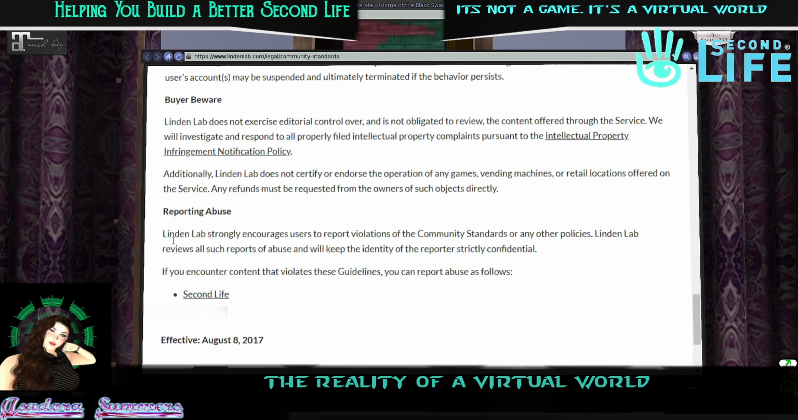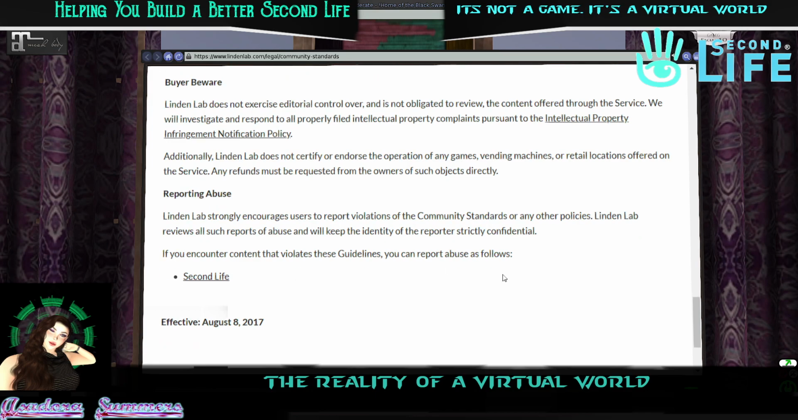Reporting abuse. Linden Lab strongly encourages users to report violations of the community standards or any other policies. Linden Lab reviews all such reports of abuse and will keep the identity of the reporter strictly confidential. If you encounter content that violates these guidelines, you can report abuse as follows. And then you have a link.